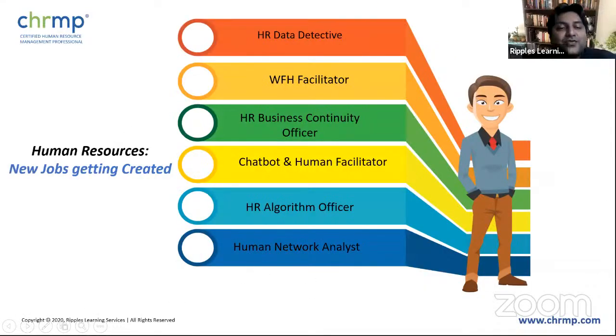And if you look at the kind of new designations that would get created in HR, very, very interesting names. I love the names, right? HR data detective, work from home facilitator, HR business continuity officer, chatbot and human facilitator, HR algorithm officer, HR network analyst. Some of the organizations I already know are having these designations, especially in the US, UK and Europe. But soon it's coming, traveling everywhere, right? And these would be the niche jobs that we are talking about.